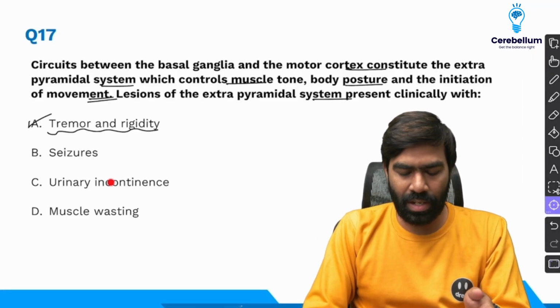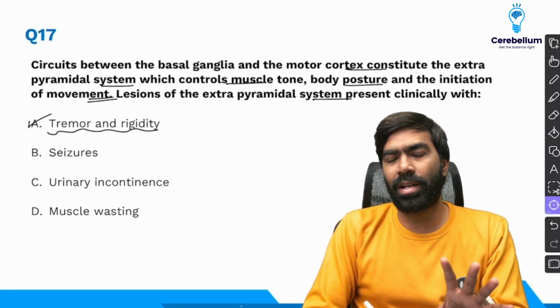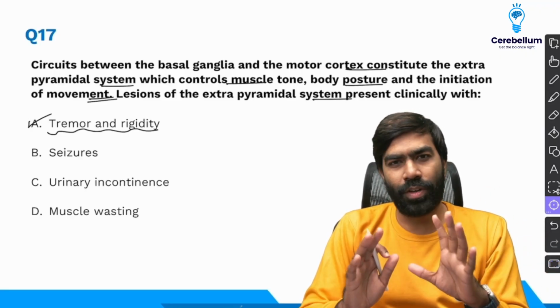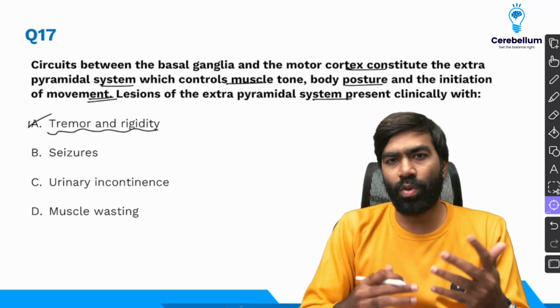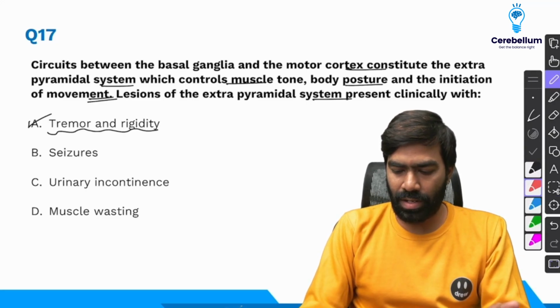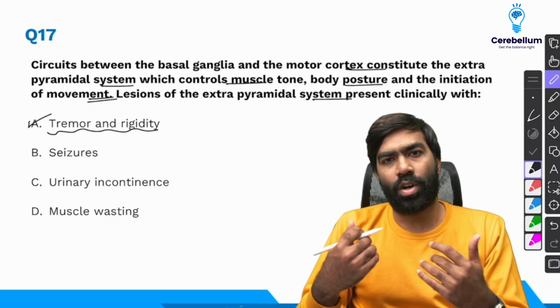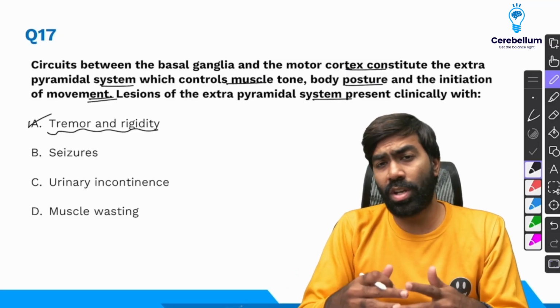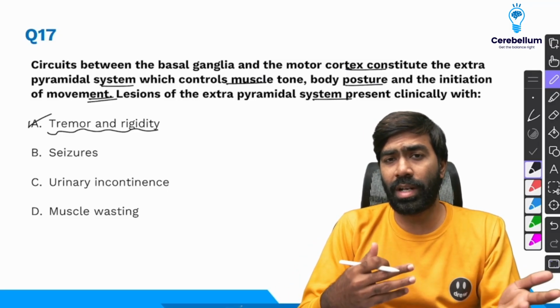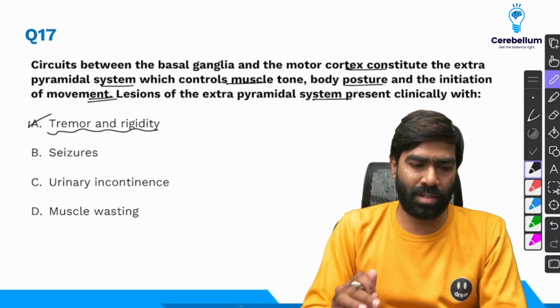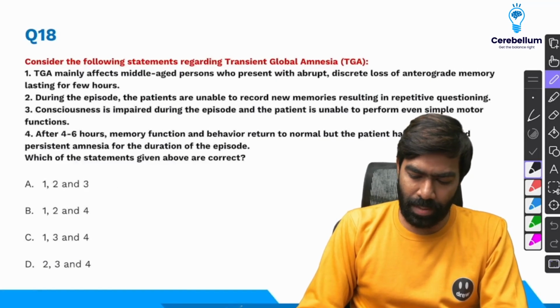Option B and C, in some situations, it can occur in extrapyramidal problem, but they're not very typical. Muscle wasting is a feature of a lower motor neuron disease, right? We don't see that in patients with corticospinal tract lesions, that is pyramidal tract lesions, or even in extrapyramidal tract lesions. In both these conditions, preservation of muscle bulk is characteristic. So right answer for this question is option A.